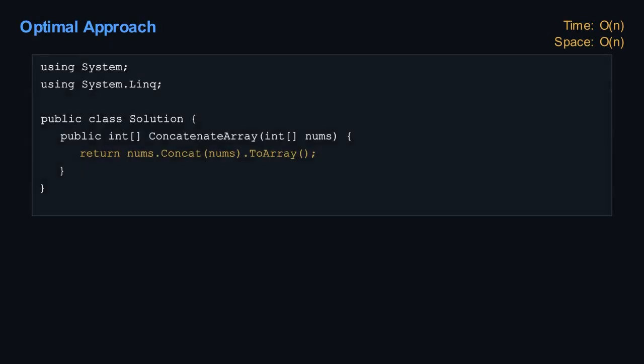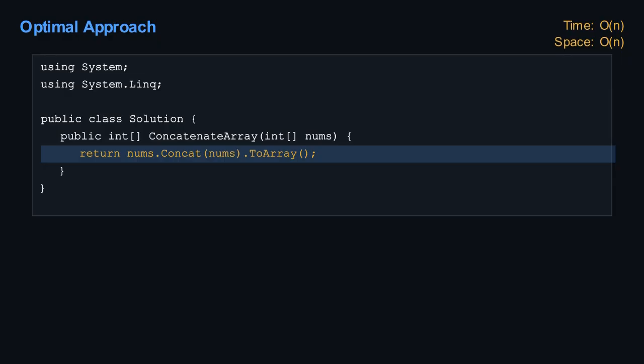The key insight here is to leverage built-in language features for array manipulation. Many languages provide methods specifically designed for combining collections. In C#, for instance, the LINQ extension methods offer a concise way to achieve this. The idea is to treat the array as an enumerable collection. We can then use a method like Concat to append the array to itself. This method returns a new enumerable sequence that represents the combined elements. Finally, we convert this sequence back into an array using the ToArray method.